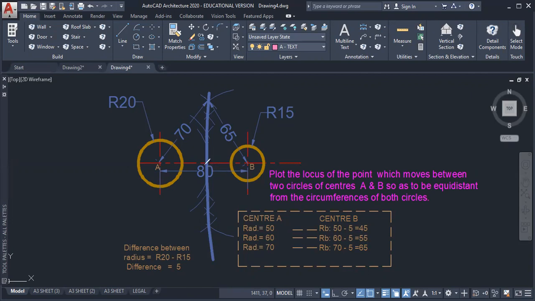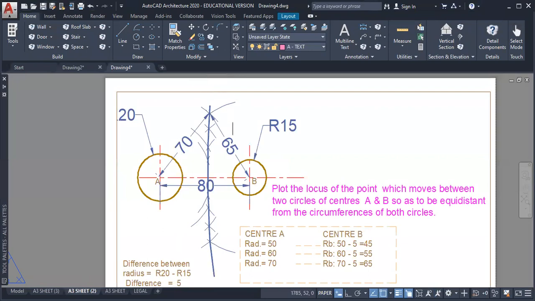So again, to plot the locus of a point that is equidistant from the circumference, whatever it is that we use here, the distance from the locus to this point, whatever this is, this must be the same across here. This distance must be the same.